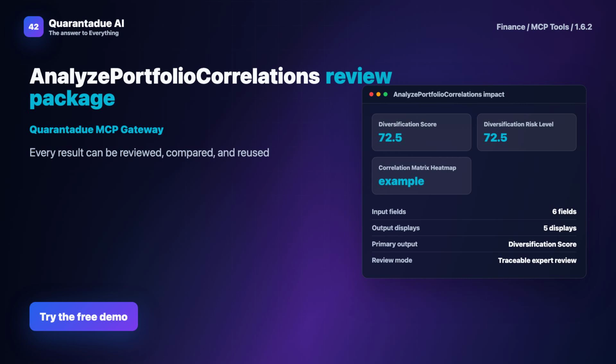The value of analyzed portfolio correlations is not just automation. It is a controlled way to turn repeated finance work into a documented business process with clear inputs, transparent logic, and reusable outputs.